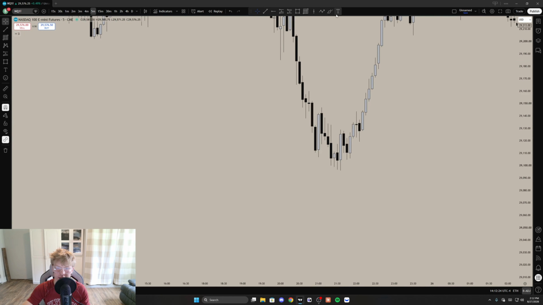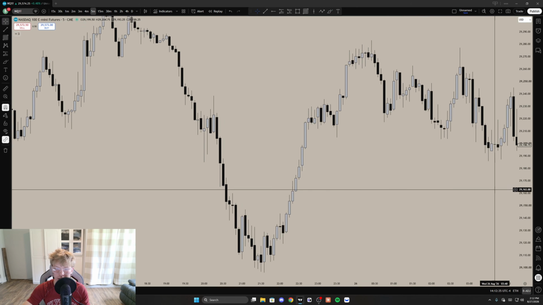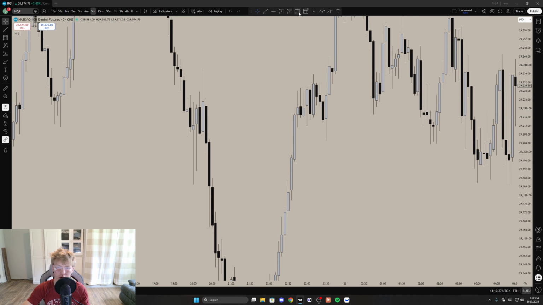Once again, we see all of these wicks at this level. We're continuing over and over again to push past this level. What that could mean is that there is a higher time frame structure shift that is about to happen. So what happens here?